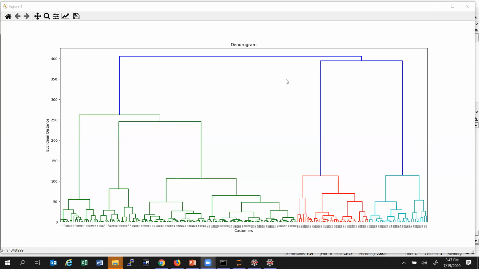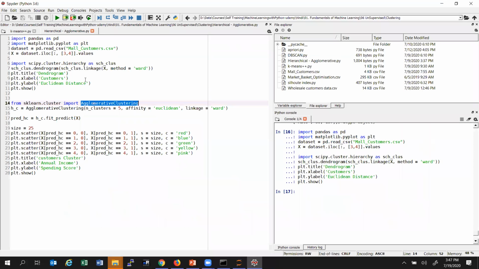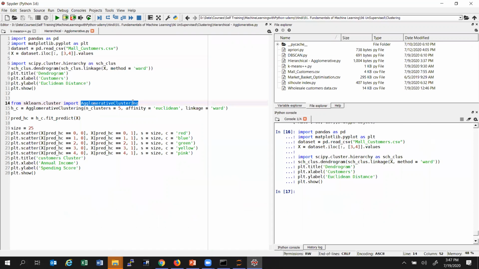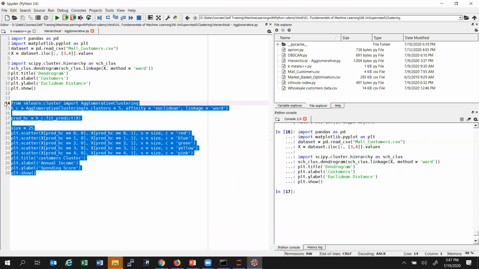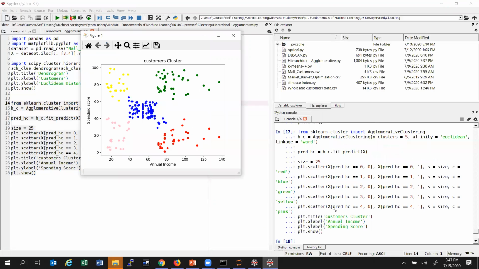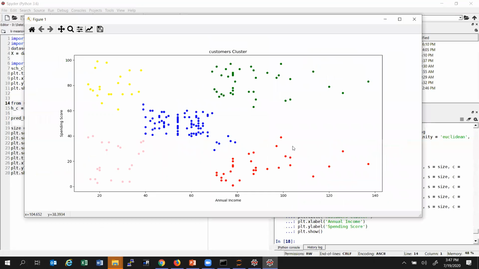Any question? Okay. So same thing. Once you decide on the value of n based on your dendrogram, then you use agglomerative clustering, and you run it. It will give you the same kind of graph because you have used n equal to 5. So this is what happens in agglomerative clustering. Any question on this?